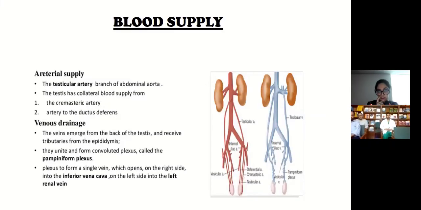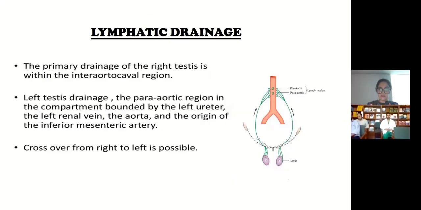The blood supply of the testis is by the testicular artery, which originates from the abdominal aorta. The testis also has extra blood supply collaterally from the cremasteric artery and the artery to the ductus deferens. For the venous drainage, the veins emerge from the back of the testis and receive tributaries from the epididymis. They unite and form a convoluted plexus called the pampiniform plexus. The plexus forms a single vein which opens on the right side into the inferior vena cava, and on the left side into the left renal vein.